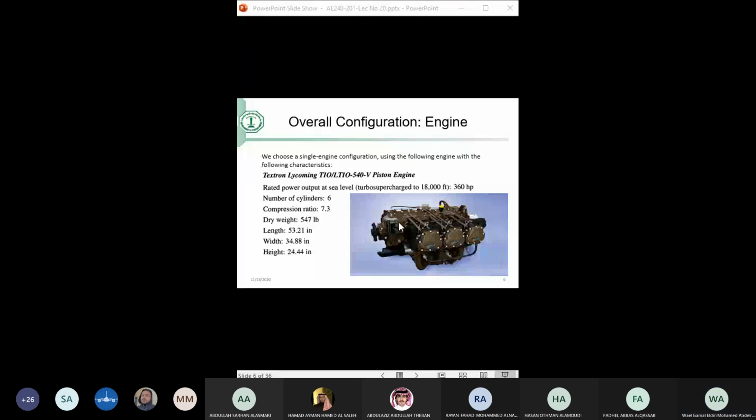Okay. Any questions on the selection of the engine? So you see, no calculations, it's just the selection. You have to justify it.